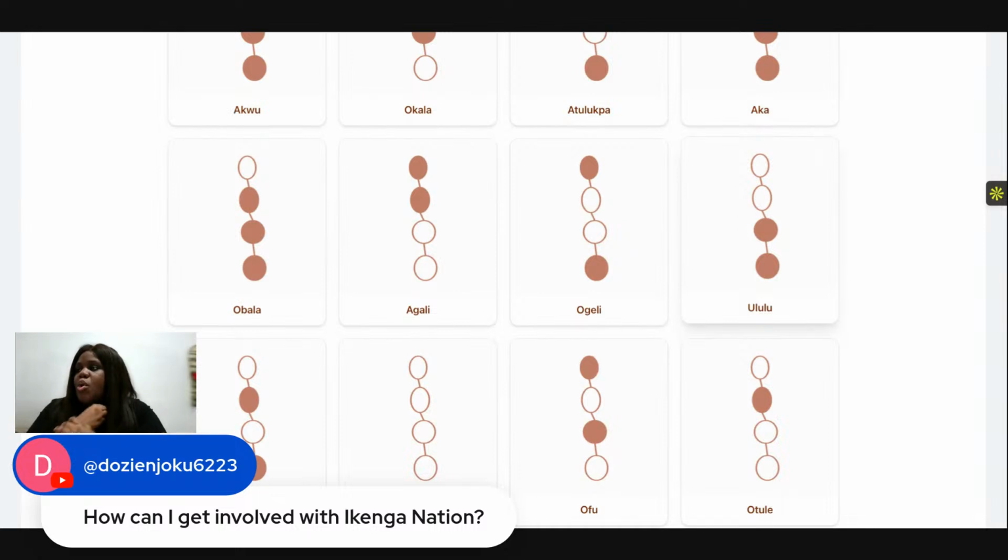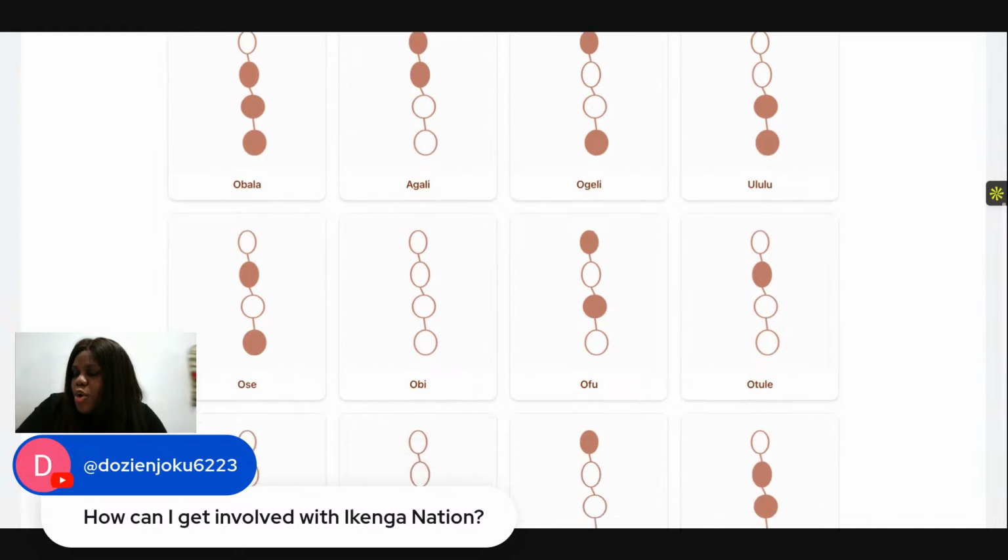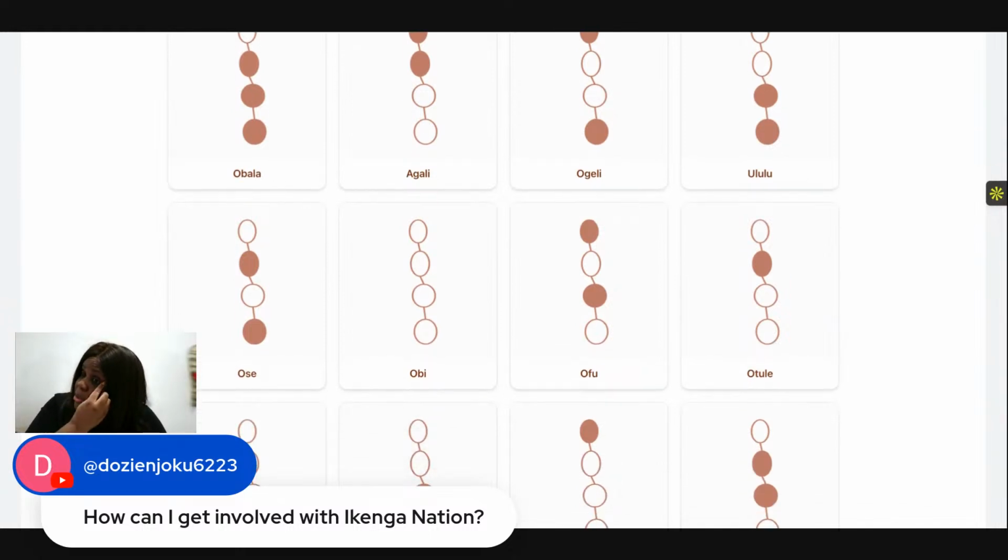Agali. Ogeli was on the outside, with one in the middle. Ululu is Agali flipped, but I don't know how I'm gonna remember Ululu. Oh yeah, sunrise and sunset. I said that Agali is sunset, and Ulu is like sunrise, because the light ones are at the top for one and at the bottom for Agali. So sunset, sunrise. Okay. Ose, how am I gonna remember Ose? Oh yeah, it's like eyes with the whites at the top.